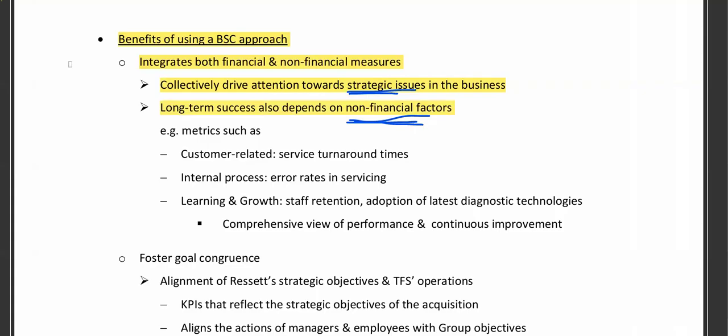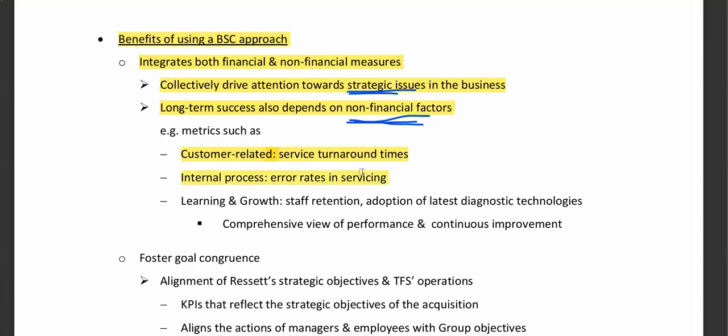And you could cite multiple examples. And for customer related, you could look at service turnaround times. So we are trying to improve customer satisfaction. And when the customer is seeking our service for a routine service, how long do we take to complete the service, and how long does it take for the customer to receive it after it is done, depending on the mode of service. And in the process of undertaking repairs, what is our error rates?